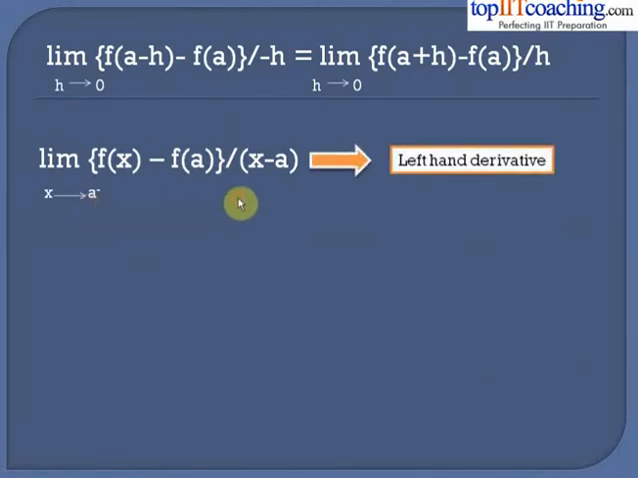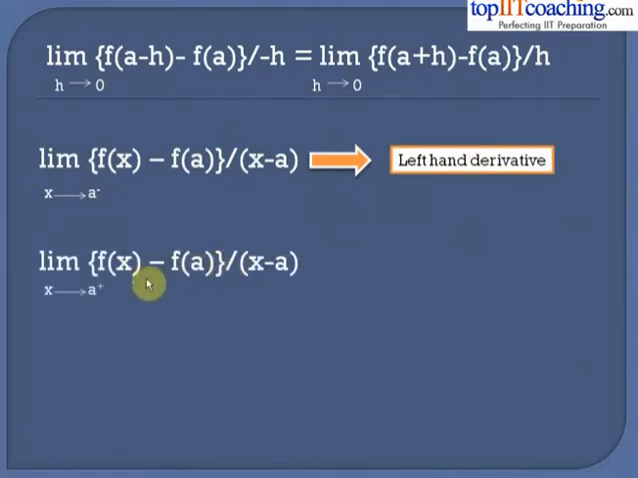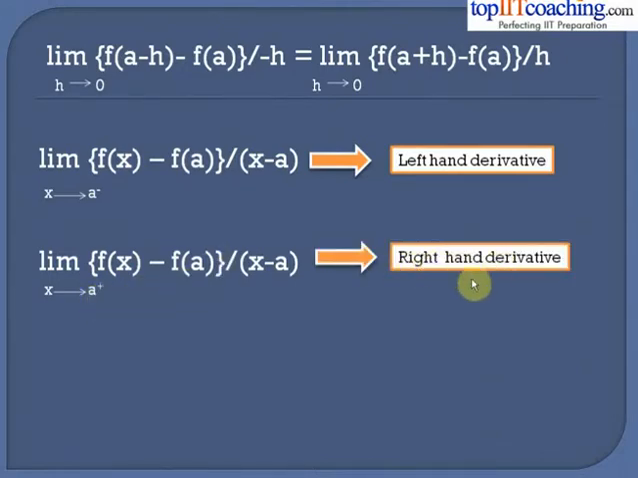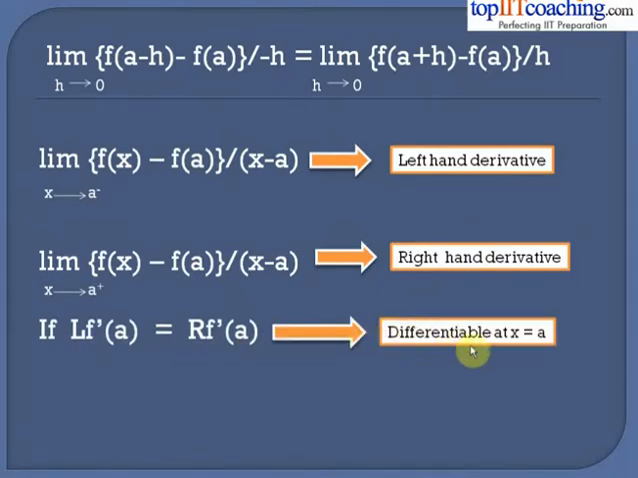It is called the left hand derivative. Similarly, the limit of f(x) minus f(a) divided by x minus a when x tends to a from the positive side is called the right hand derivative. If the left hand derivative is equal to the right hand derivative, then we say that this function f(x) is differentiable at the point x equal to a. Here we have substituted x by a minus h, and here we have substituted x by a plus h.